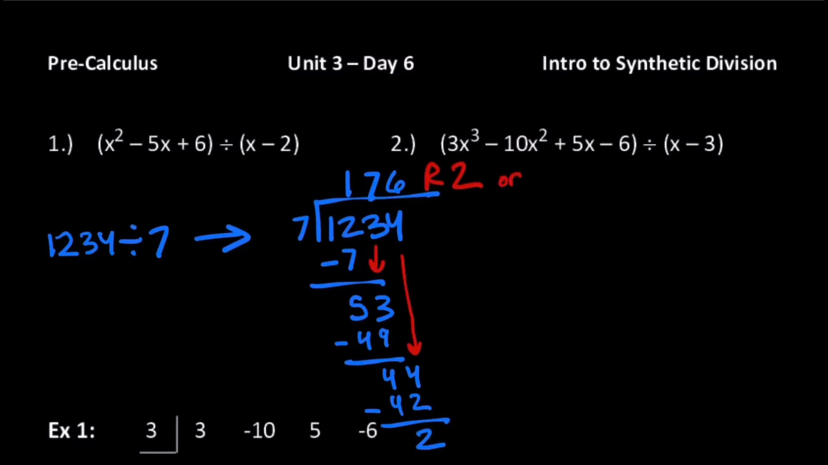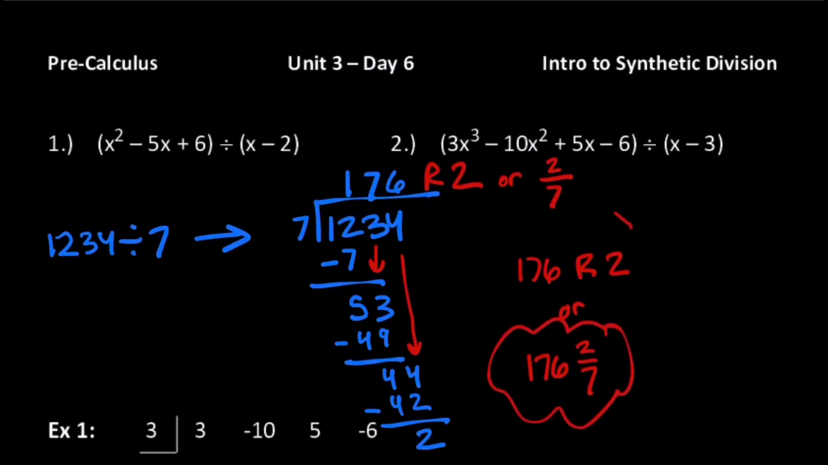Or what you could do to create a fraction is you could take that remainder and put it over the divisor, 7. So my answer would be 176 with a remainder of 2, or 176 and 2/7. All right, and both of those are going to apply to synthetic division.